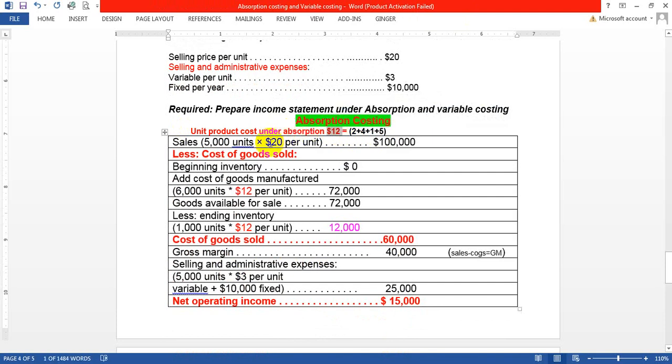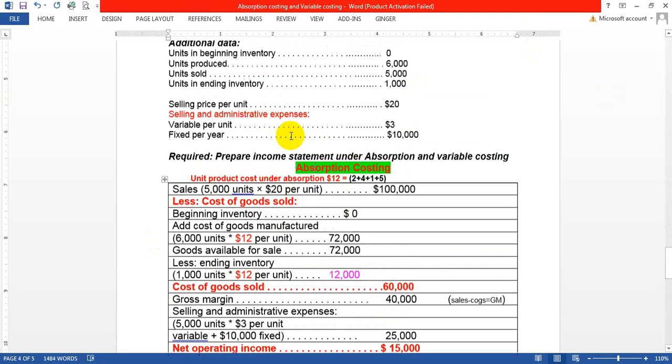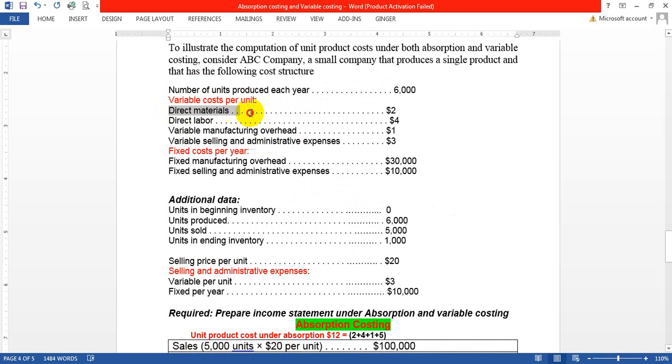Unit product cost is necessary at every stage, when we are calculating the cost of goods manufactured or the ending inventory cost. Again, let me show on the slide how I calculate the unit product cost under absorption costing: direct material, direct labor, variable manufacturing overhead, and fixed manufacturing overhead. How did I get the per unit figure? 30,000 divided by 6,000 equals 5. So my fixed manufacturing overhead per unit is 5.